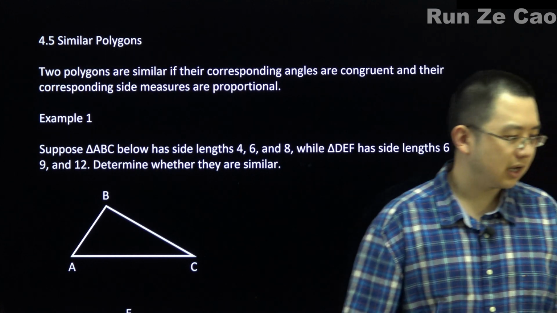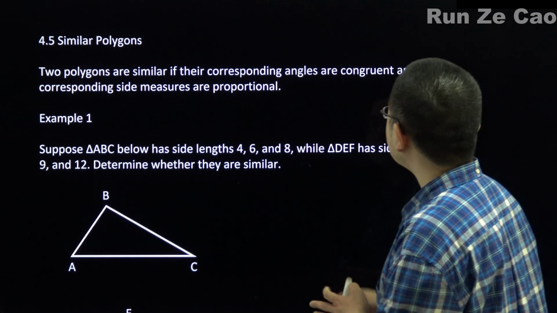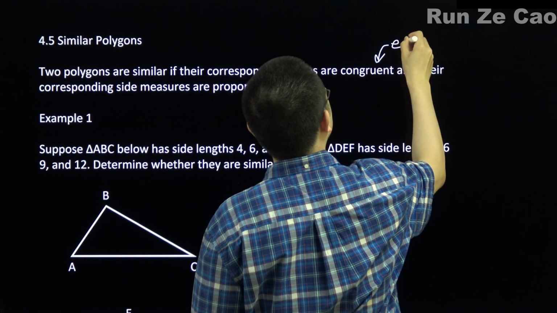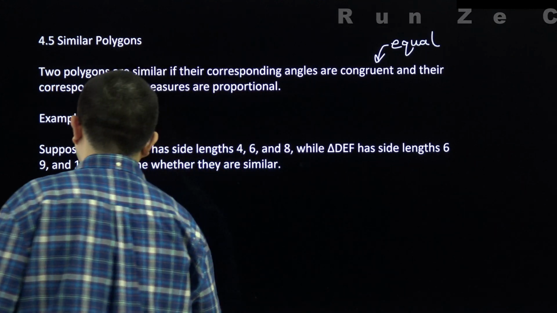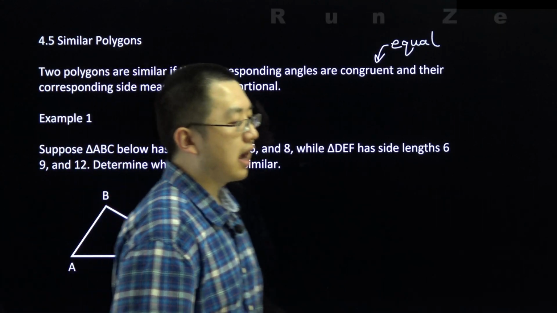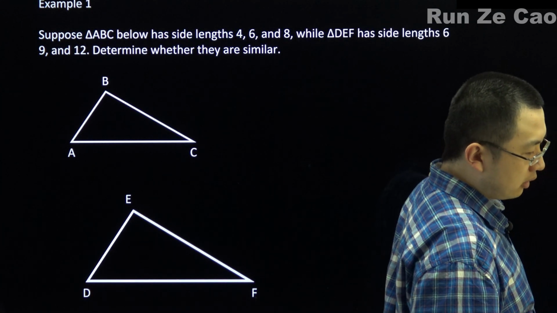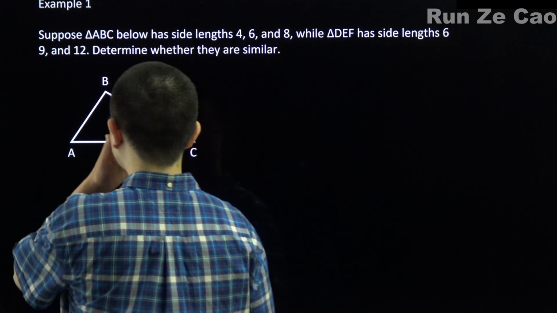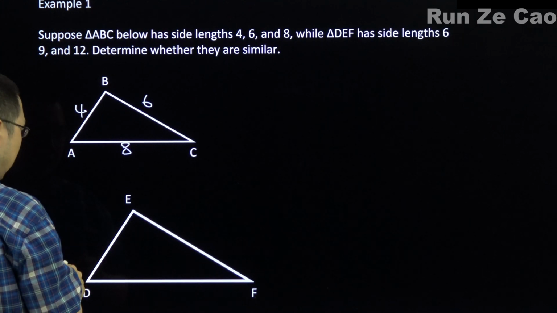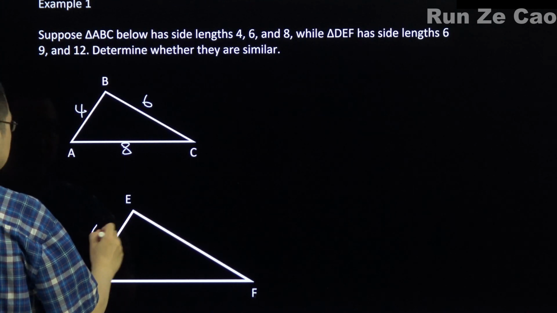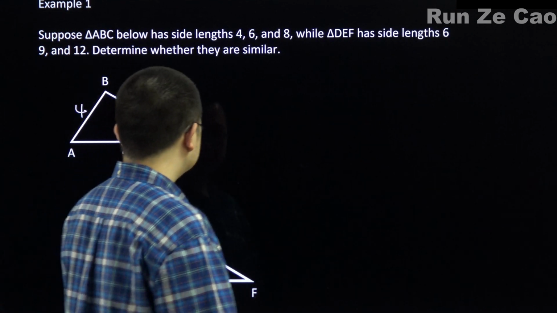Okay, similar polygons. 2 polygons are similar if their corresponding angles are congruent, as in equal, and their corresponding side measures are proportional, so they have the same ratio. Suppose triangle ABC below has side lengths 4, 6, and 8. Okay, so 4, 6, and 8. And DEF has 6, 9, and 12. Determine whether they are similar.